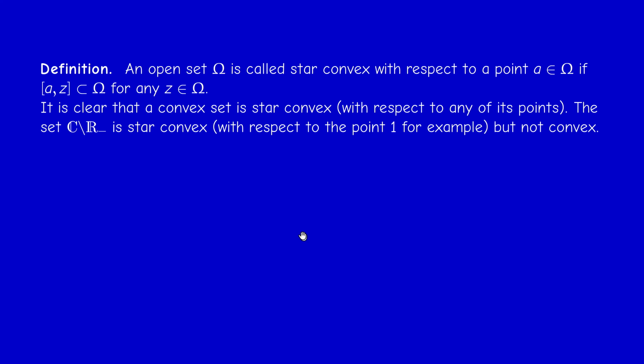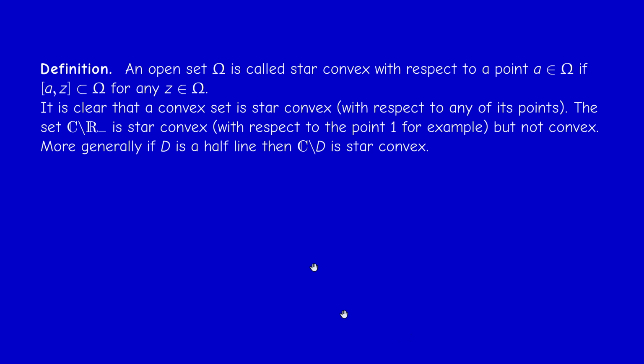Try to draw a figure. So you have the plane, remove the half line, and take the point 1, 0. Then you can join 1, 0 to all points of C without R minus. Once again, draw a figure and convince yourself that we get a star convex domain. But it's not convex, of course. And more generally, if you remove any half line from C, then the resulting space is star convex. So you take a point in the other half of the line that you didn't remove. Okay? So we see that convex implies star convex.